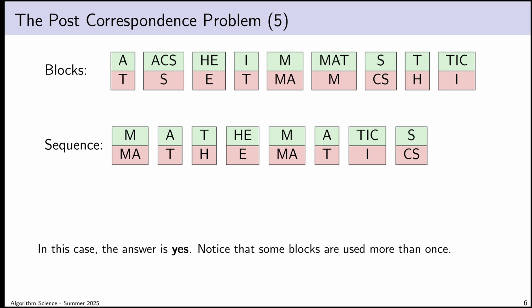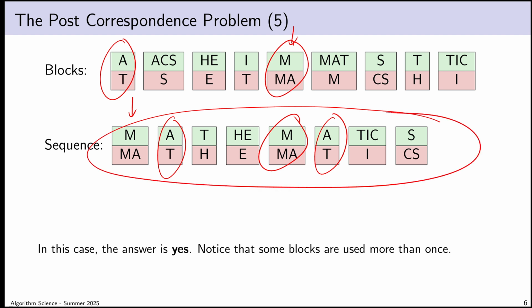And this example also illustrates an important characteristic of this problem. I'm not just looking for some permutation of the blocks or some subset of the blocks. I'm allowed to make as many copies of each block as I want. You'll notice that the block M over MA gets used more than once. And actually the block A over T gets used more than once as well. In general, I can use each block as many times as I want. I could end up with a sequence that is far, far longer than the number of blocks I was originally provided because of all the duplicates that I'm using.